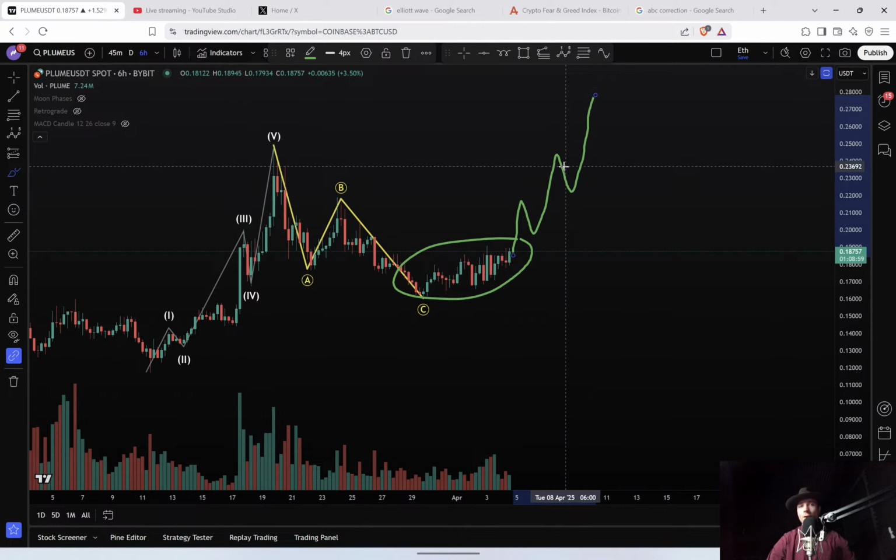I love this chart. This chart looks really good to me. I love the way it looks. This is a good opportunity. In my opinion, this is a good opportunity to be picking up this coin in preparation for a new all-time high above 25 cents.